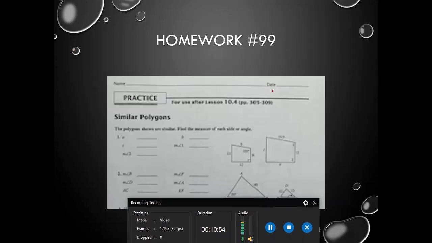This is homework number 99, similar polygons. Some of it will have work to be shown. Make sure you establish your scale factor k.